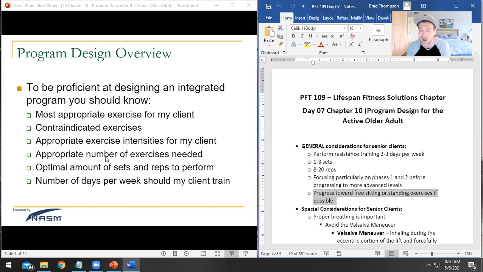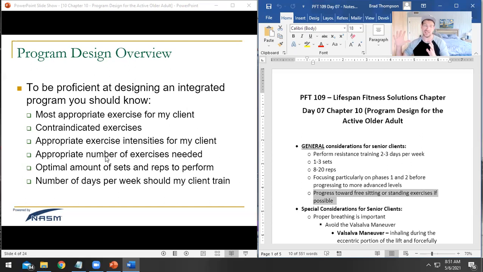All right. To be proficient at program design, right? If we're considering all of the pieces that have to come together to create a safe and effective workout, we have to understand what exercises are most appropriate for our clients. So then we're going to go back to understanding the neuromuscular specificity of things and understanding the mechanical specificity of things, right? We need to understand what exercises are contraindicated for our clients, what types of things we should avoid. If your client has arthritis, for instance, we talked about this last class.